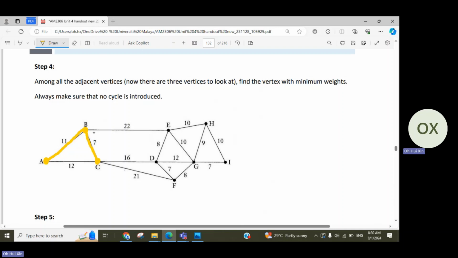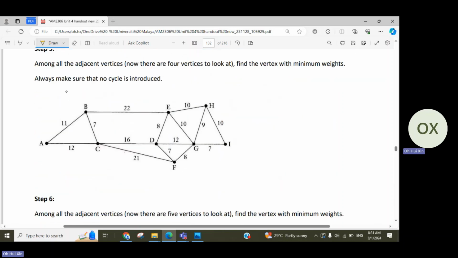So you can see among 22, 16, and 21, 16 is the nearest, right? So we choose to go to B and then pick 16. Okay, so that's the idea here. Then move on for step 5. So same thing, we draw the same step as before.